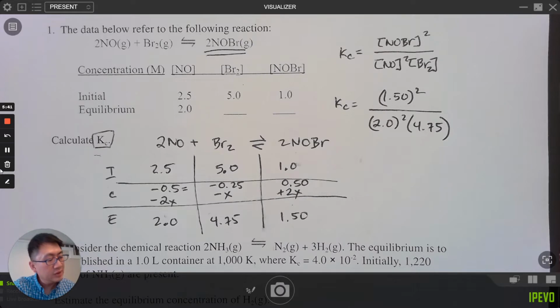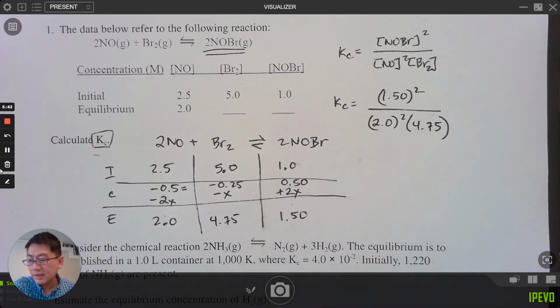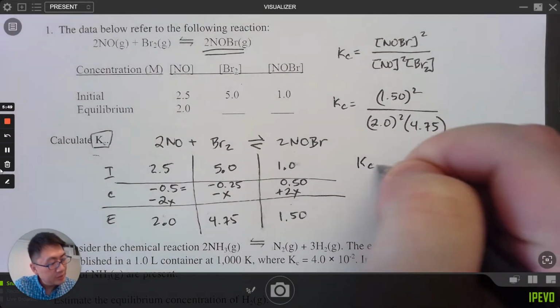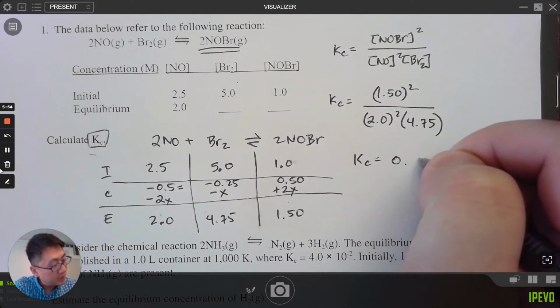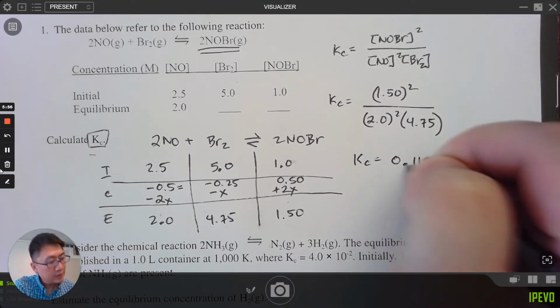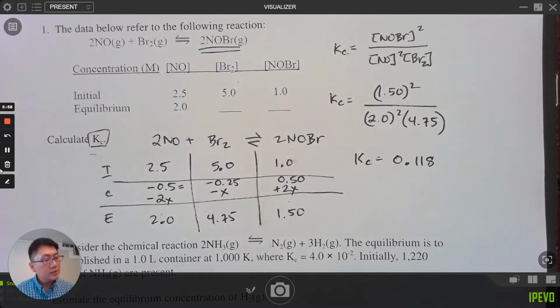And so, type that on a calculator. What answer do you have on a calculator for this? Well, when I did it, assuming I plugged that in a calculator correctly, I got 0.118. So Kc equals 0.118. What are the units of Kc? Kc and Kp have no units. The equilibrium constants are dimensionless. So don't worry about the units. There are none.